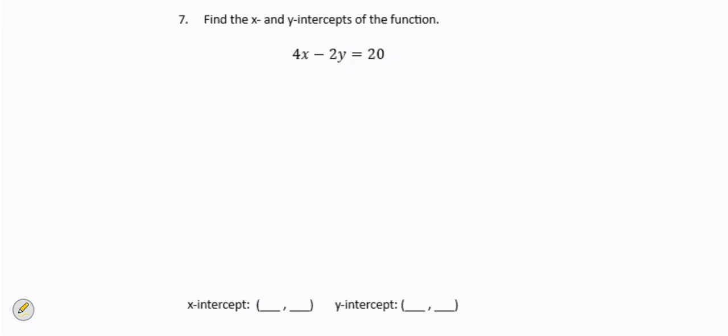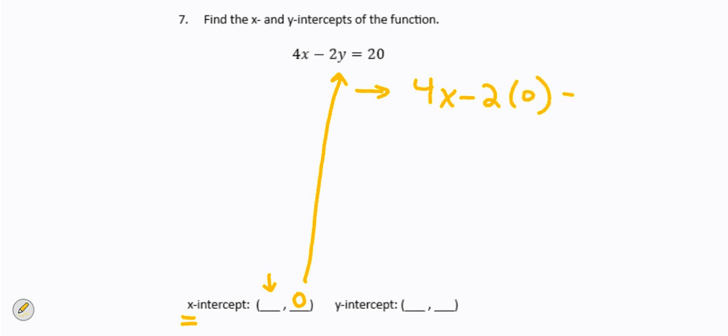Find the x and y intercepts of the function. All right, so this is where we want to probably do the cover-up method. That makes the most sense. So if I wanted to know, let's say, the x-intercept, I already know that I'm going to put a number here, and the y is equal to 0. And so if the y is equal to 0, let's just go ahead and plug in that 0. So we're going to have 4x minus 2 times 0 equals 20. And when we look at this part right here, that -2 times 0, if we put that in our calculator, we're going to get 0. It is gone. We don't even see it anymore.